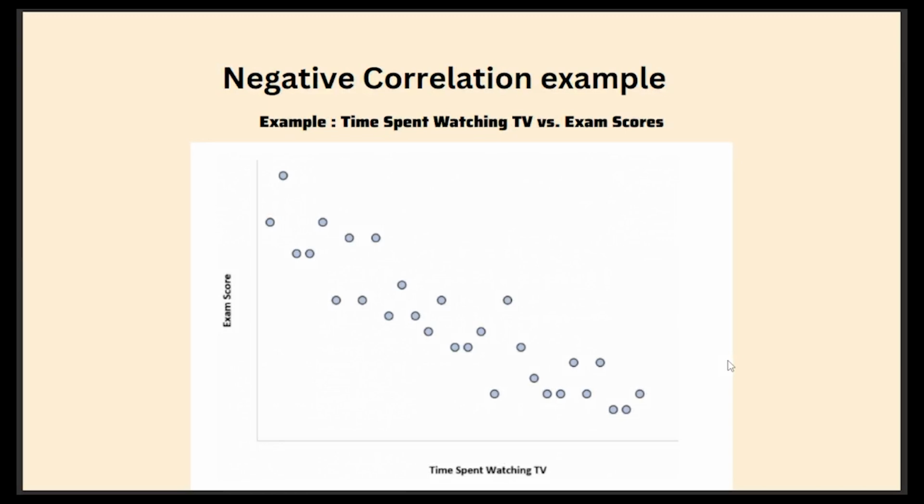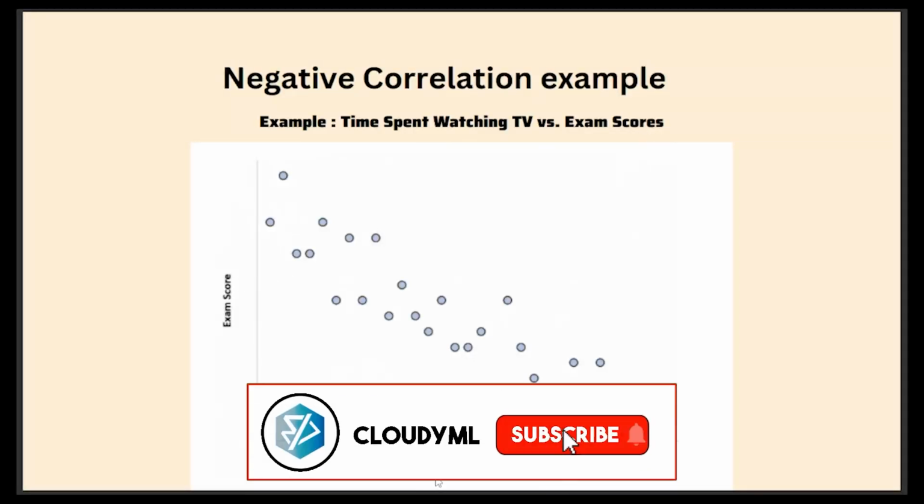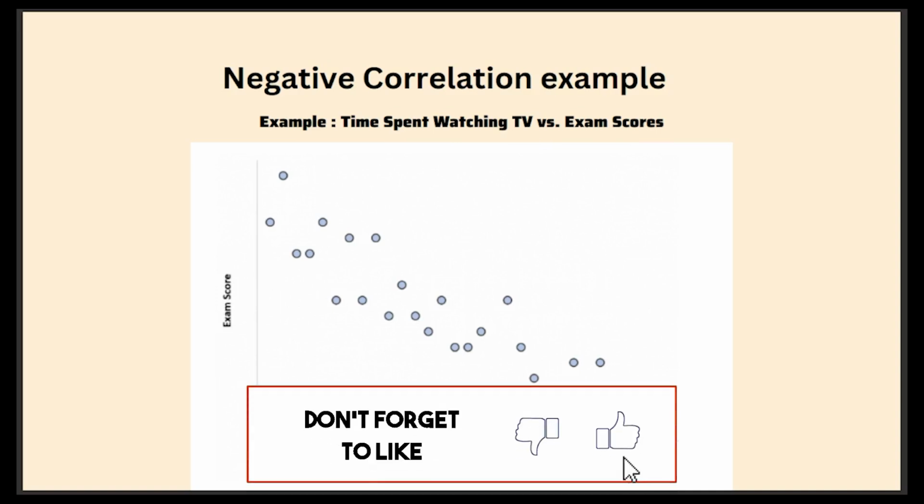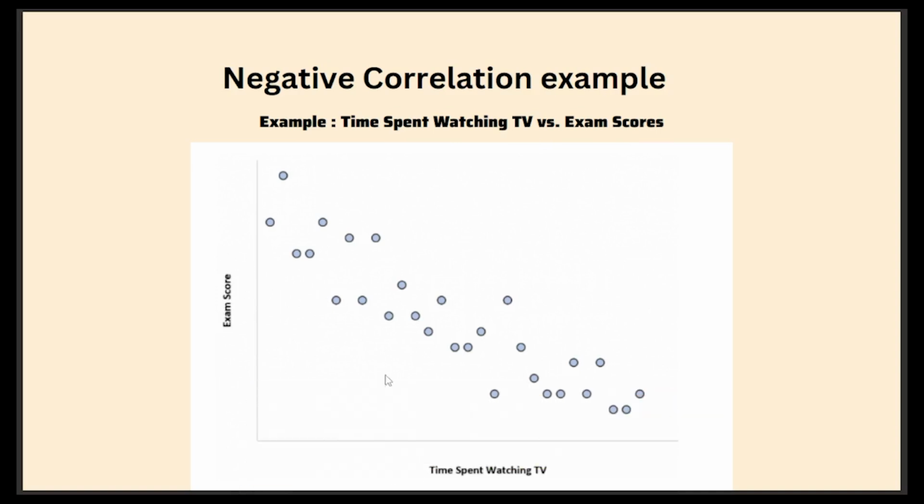Now let's understand these types with certain examples. So this is an example for negative correlation. The example is time spent watching TV versus exam scores. So you see, we have plotted the time spent watching TV on the x-axis, and your exam score is plotted on the y-axis. As the time spent watching TV increases, the exam score is decreasing. Basically, you have heard from your mom that don't watch too much TV, or you should study so that you can get good scores in your exam. So basically, this is the application of negative correlation.